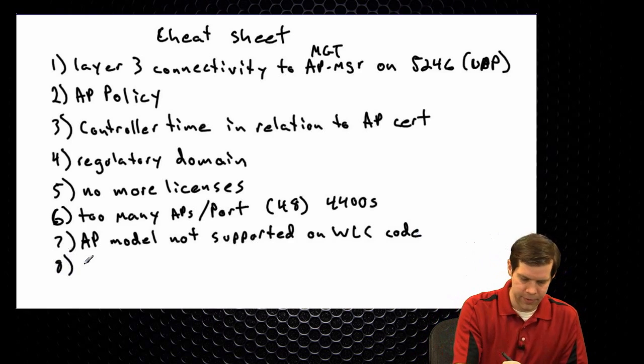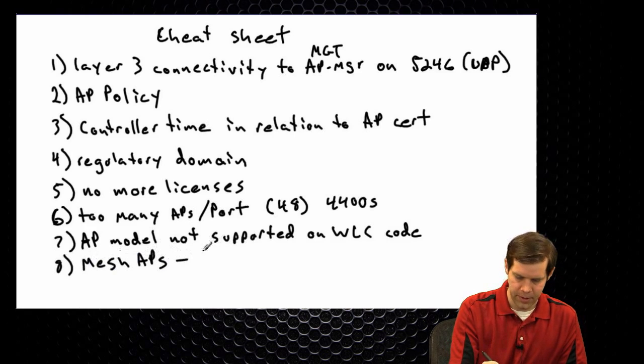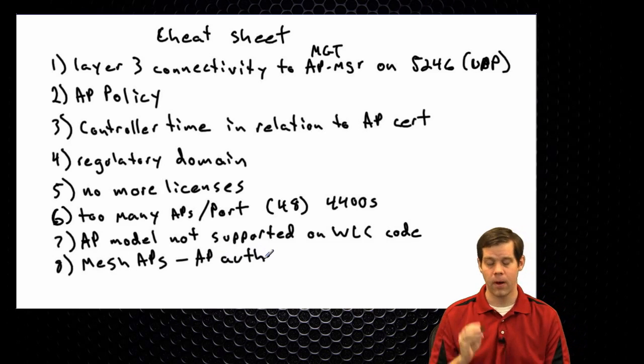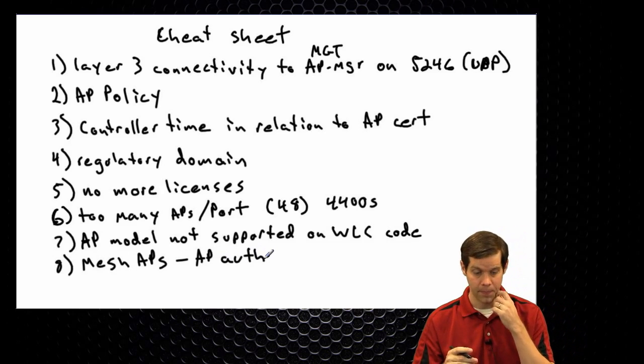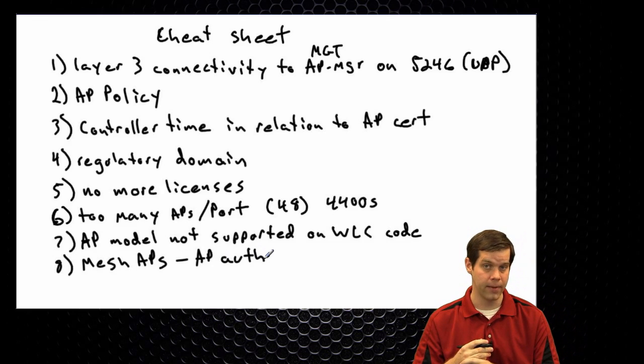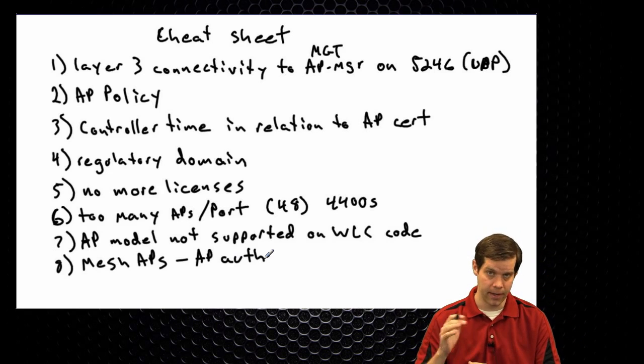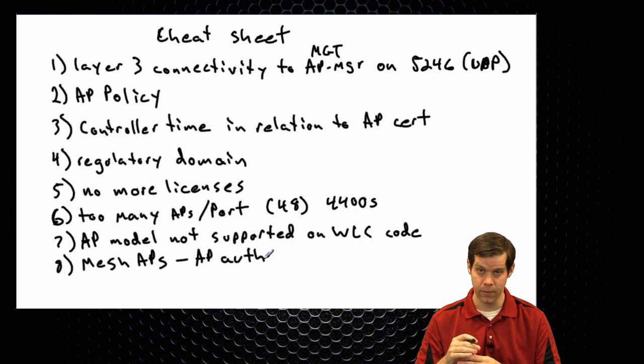And number 8, mesh APs have a few requirements here. Mesh APs, check AP authorization. Mesh APs always have to be authorized. Even if you don't specifically say enable AP authorization, mesh APs are the exception to that. So you have to have an entry in that AP authorization list to allow a mesh AP to join up. Technically, you could also put an entry in the MAC filter list. That works as well.